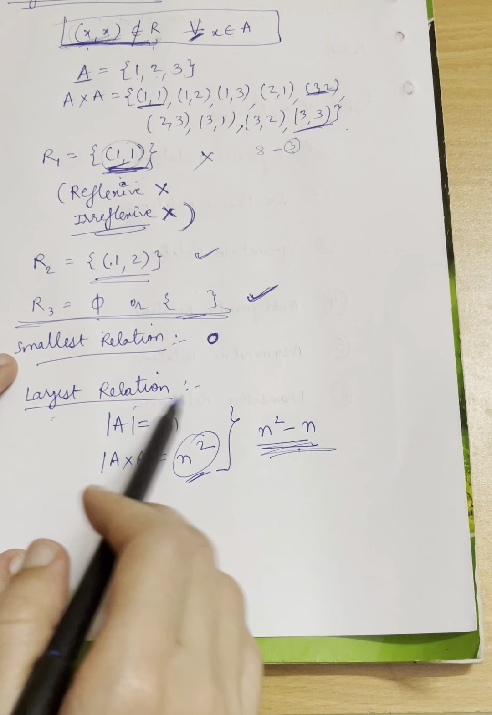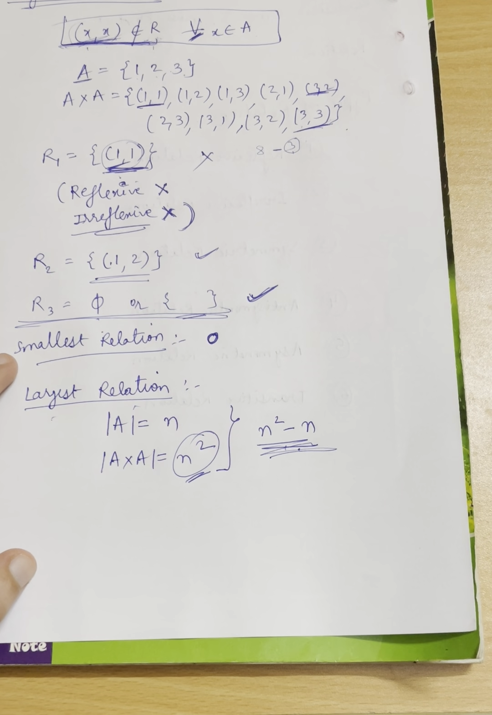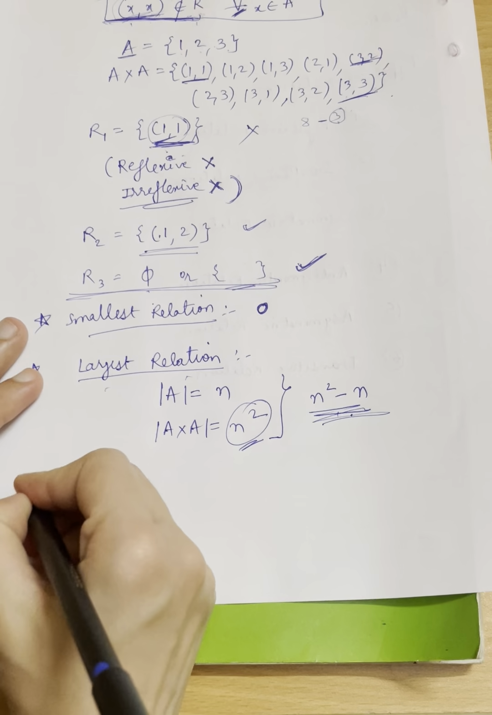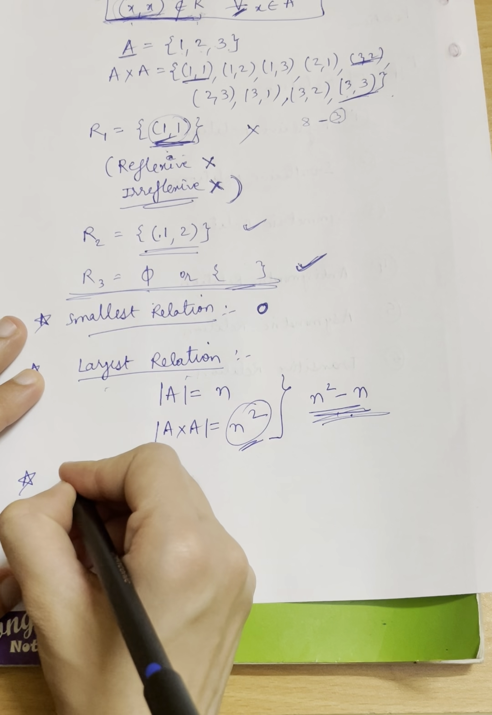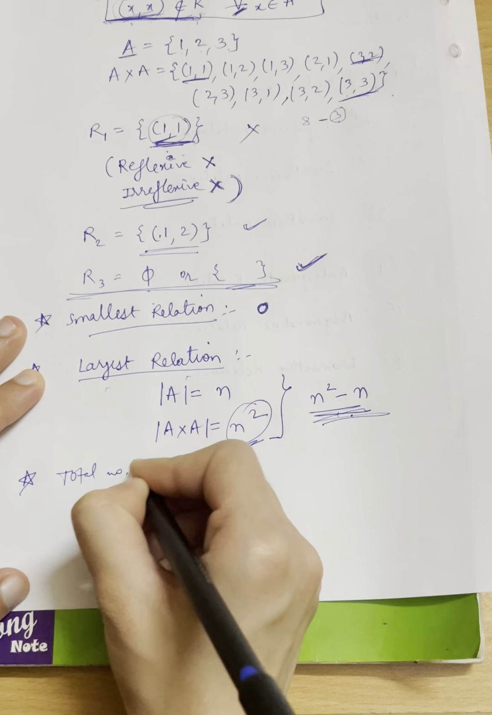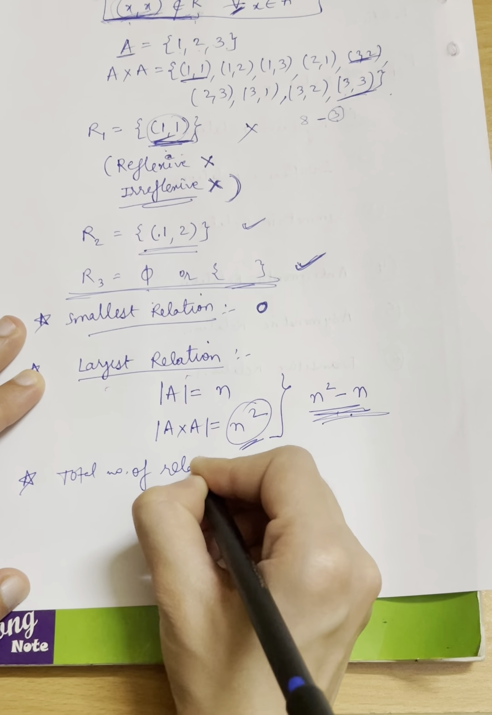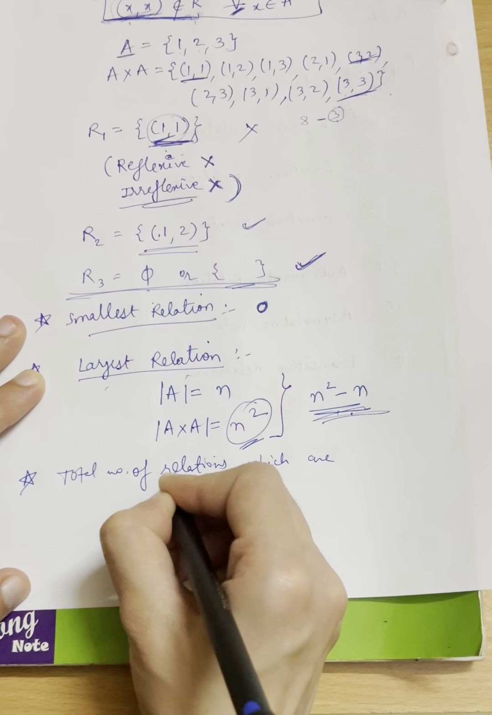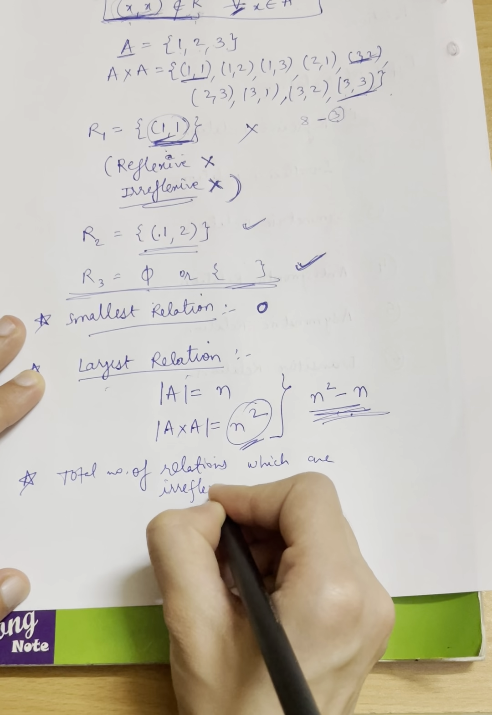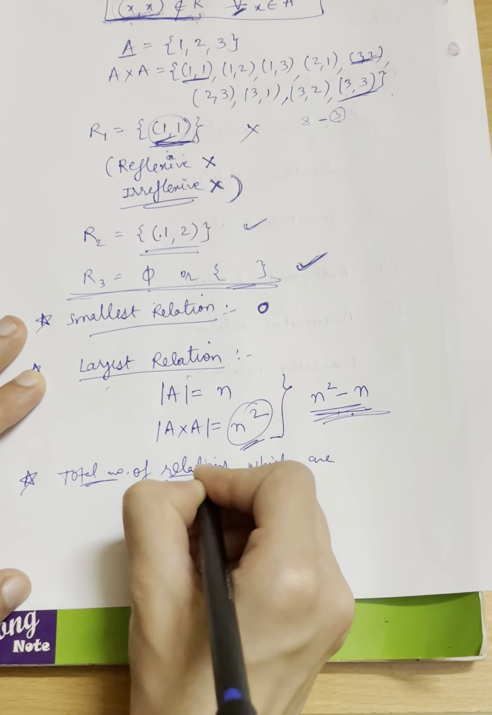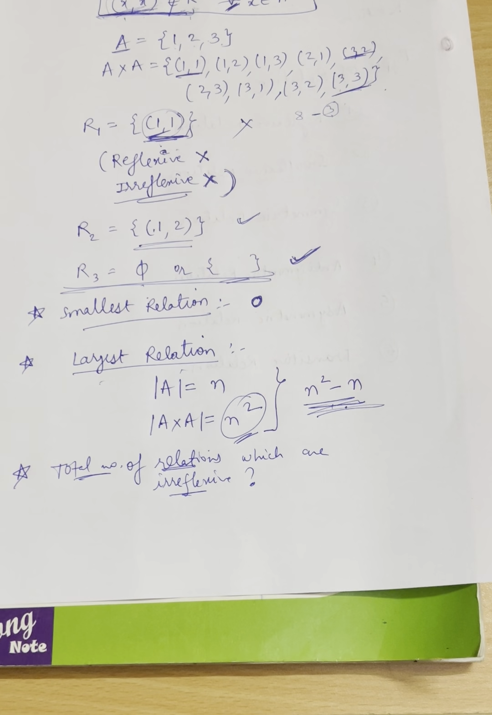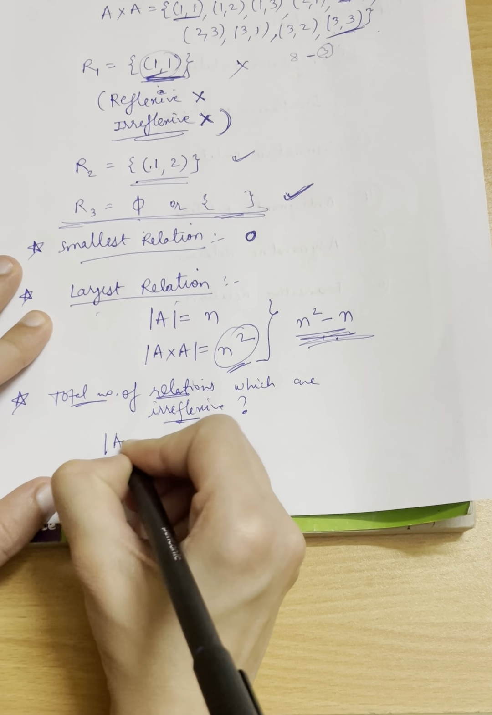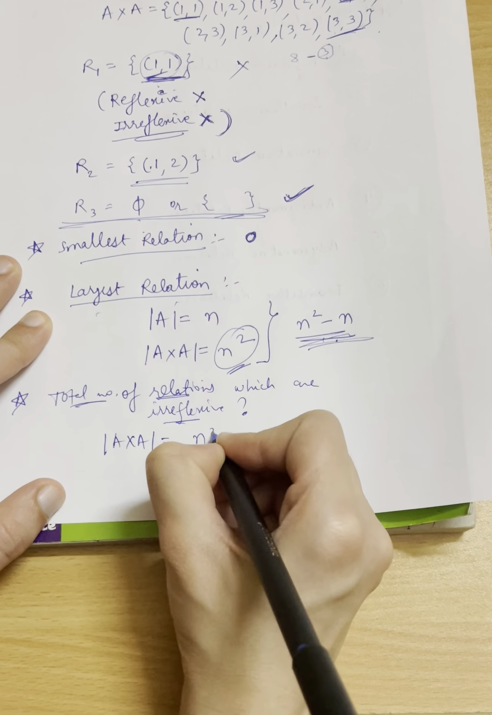Basically the largest relation has cardinality of n square minus n. Okay, now the last question is total number of relations which are irreflexive. So we need to find the total number of relations which are irreflexive. So same, we know the cardinality of A cross A, that is n square.